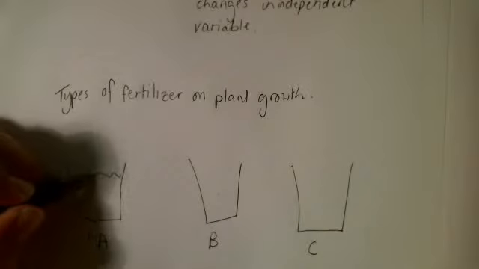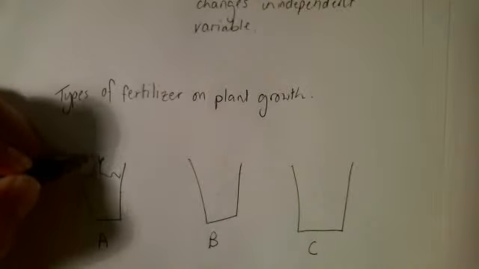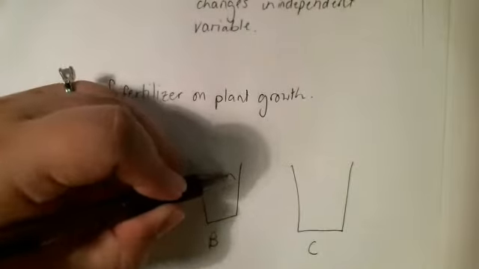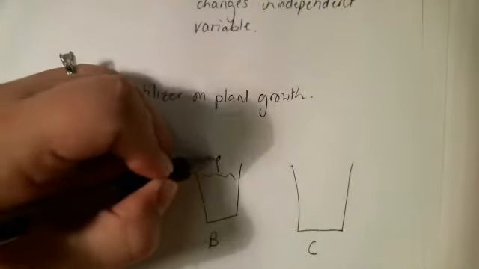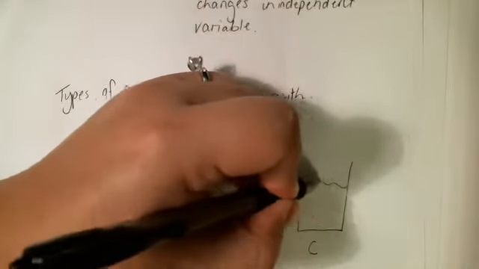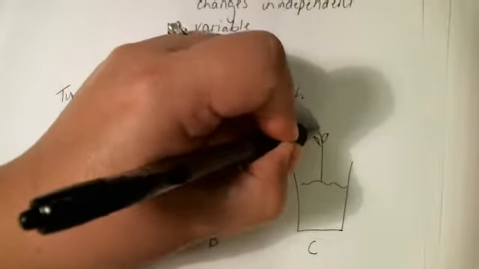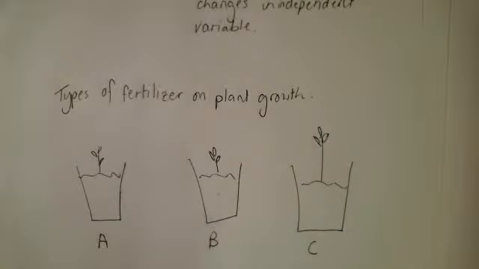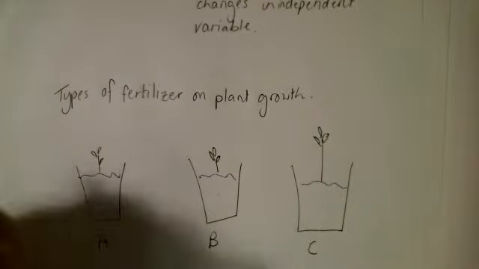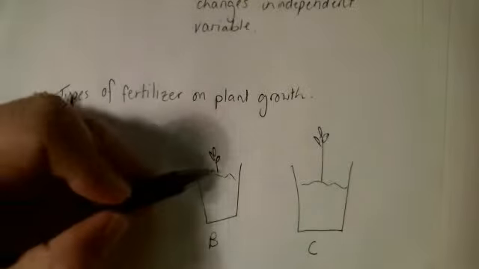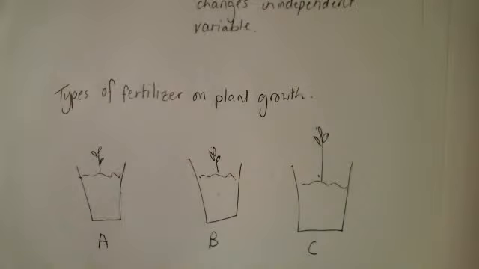So if we plant our plants in pots and test the different types of fertilizer, and each week we measure how high the plant has grown, and after 3 weeks we see, well, plant C is the tallest, we can conclude that fertilizer C has the greatest effect on plant growth.